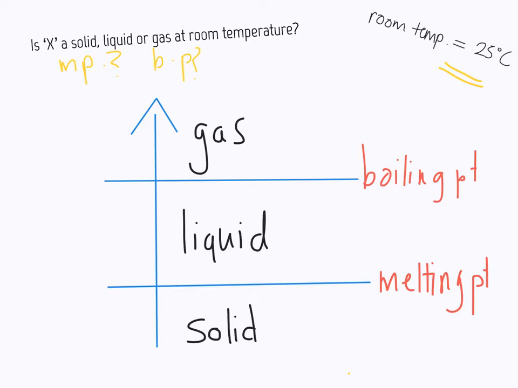Okay. So say the melting point is 660 degrees Celsius, okay. The boiling point is 2100 degrees Celsius. Where would you place room temperature? Well, hopefully you would realise 25 is much less than 660, so room temperature is here, so element X would be a solid at room temperature.